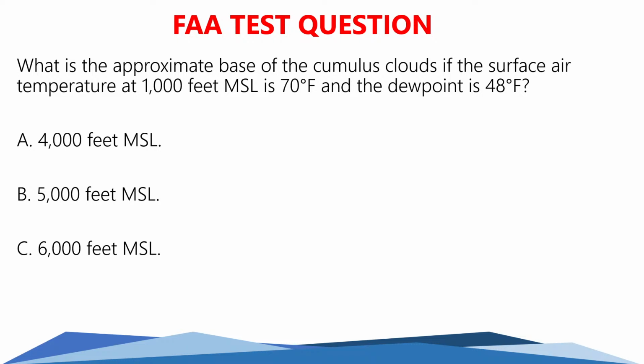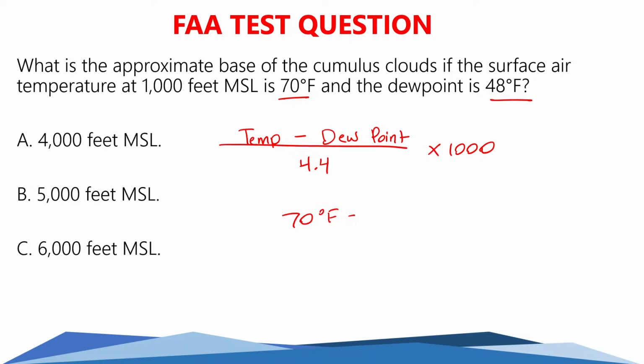So we're going to see if we can jog your memory. Remember the formula that we're looking for. Once you have the formula, it's very, very easy to put it into an equation. The formula is temperature minus dew point, divided by 4.4, times 1,000. Now it's just a matter of plugging in the numbers. I have my temperature and my dew point, so 70 degrees minus 48 degrees, and that's going to be divided by 4.4.